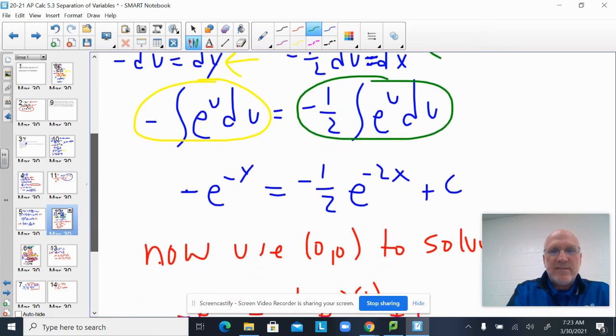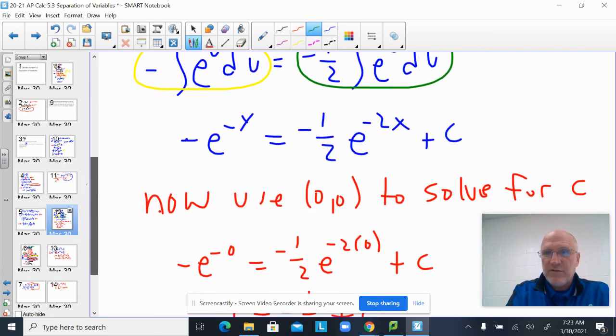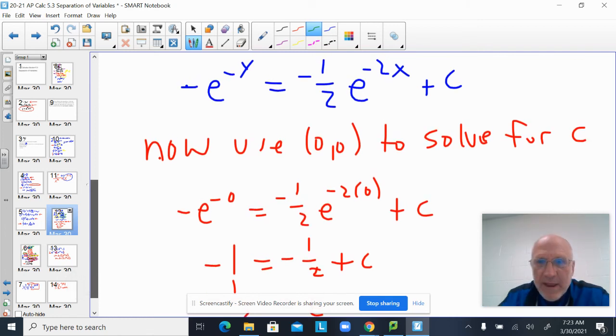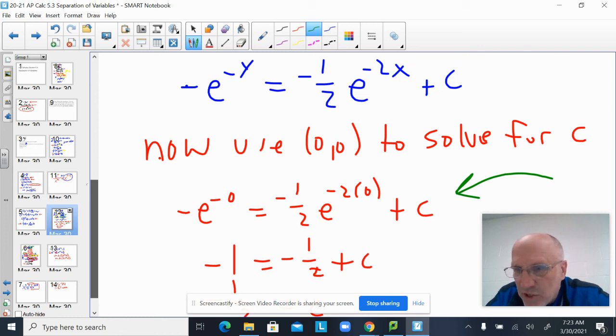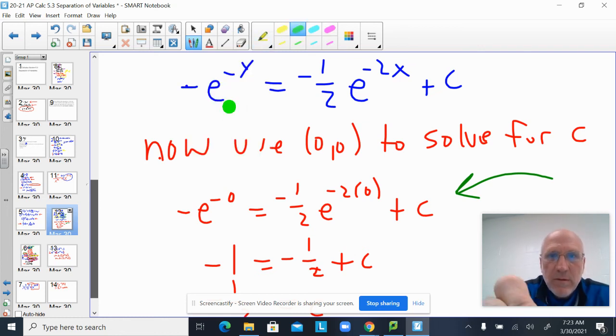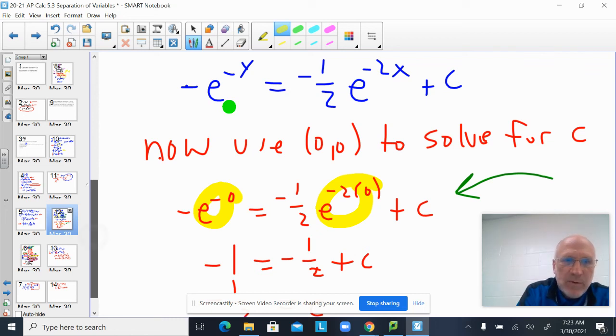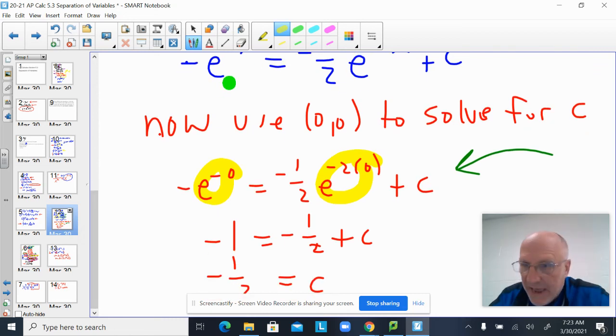So I think that's what I did next. It says now use 0, 0 to solve for c. So let's see, I plugged in 0 for y and 0 for x. That's what I did in this line. And luckily, e to the negative 0 is just 1, and e to the negative 2 times 0 is also 1. Both of these turn out to be 1, which is kind of convenient algebraically. So I have negative 1 equals negative 1/2 plus c, and I add a half to both sides. I get c equals negative 1/2.